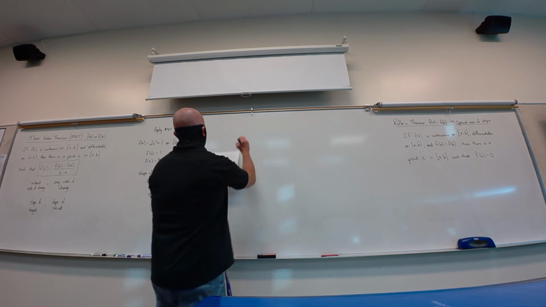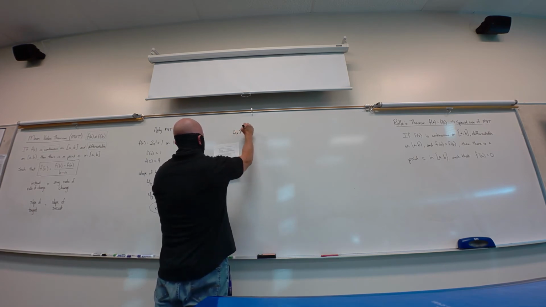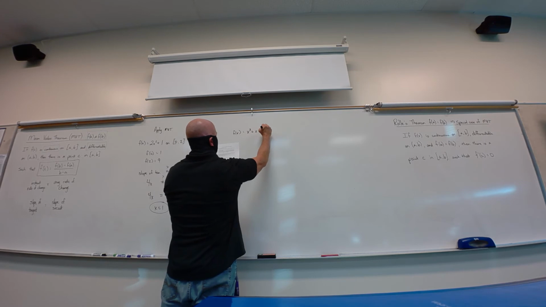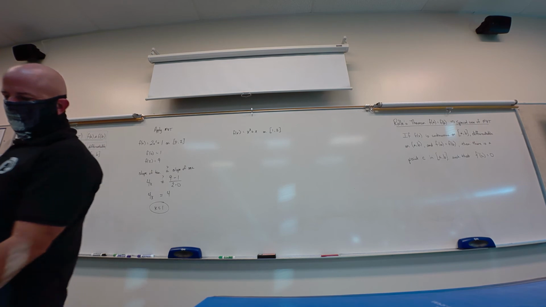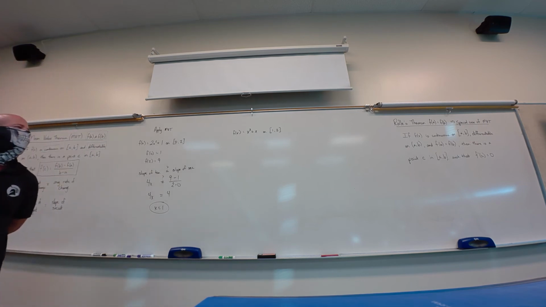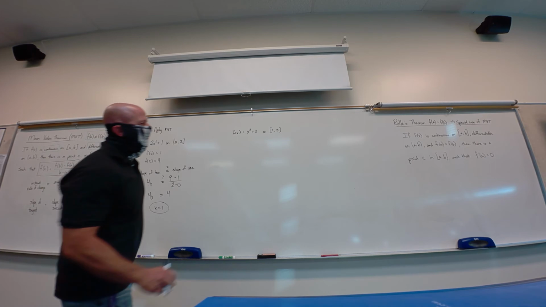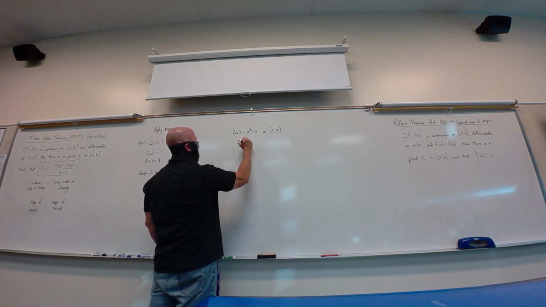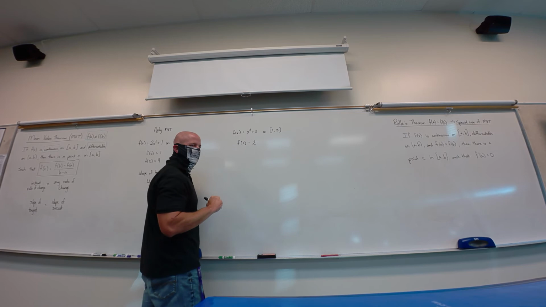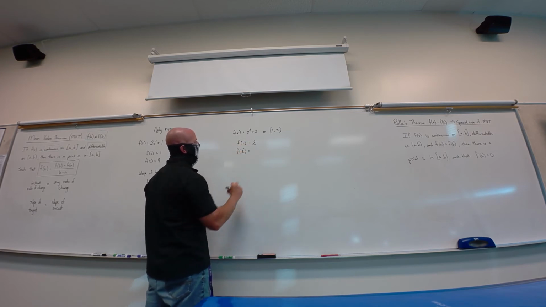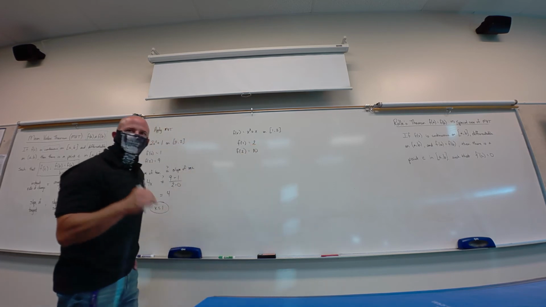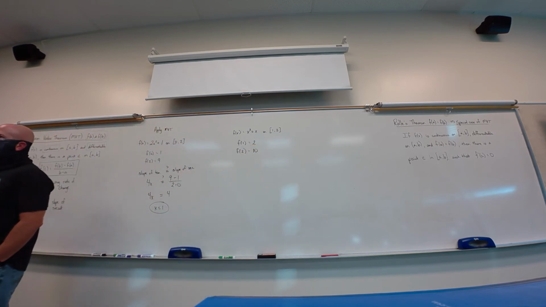Look at a different one. Let's say f of x equals x cubed plus x on 1 to 2. I'm going to check my endpoints first. I need to make sure they're different. So I'm going to find f of 1 and f of 2. f of 1, 2. f of 2, what would that be, 10? So we're good to go. We got continuous, we got differentiable, y values are different.